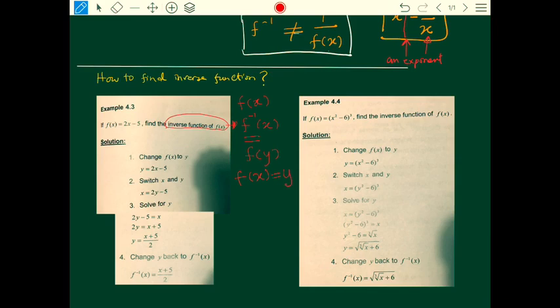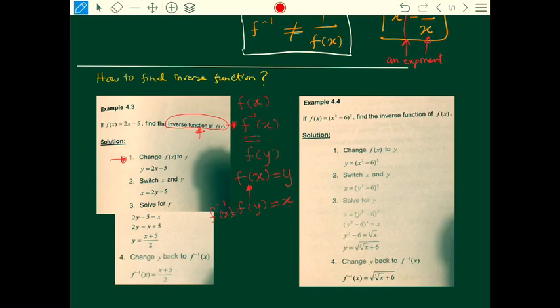Now, since we are talking about finding the inverse function for f(x), if you refer to the previous definition, it should be f(y) equals x. It must map back to x, all right? So the f(y) here is actually the inverse function. Now how are we going to do this? Using the 4 main steps just now.